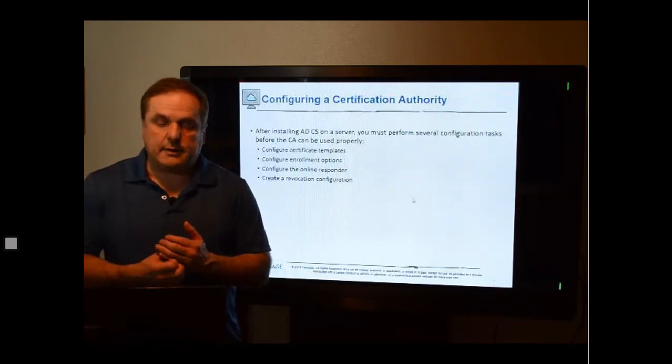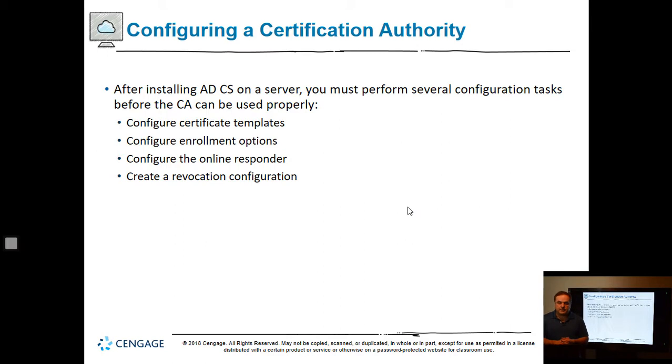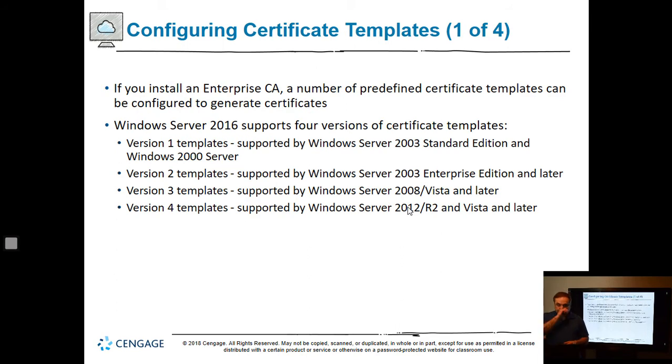So after installing the role of certificate services on the server, you might perform several configuration tasks. You've got to configure the certificate templates. You've got to configure enrollment options, the online responder, and the revocation configuration, so when a certificate's been revoked. If you install an enterprise CA, a number of predefined certificate templates can be configured, which is really helpful.